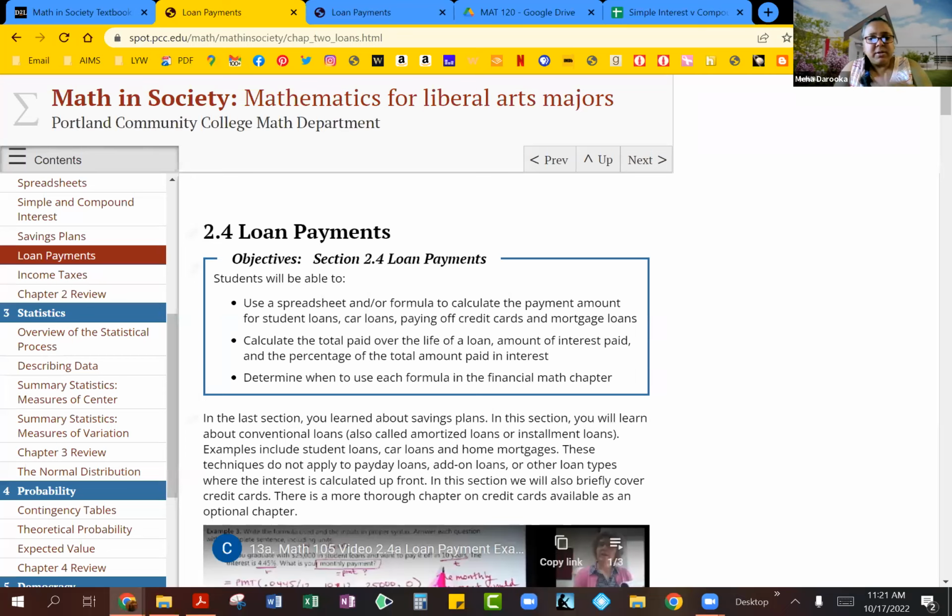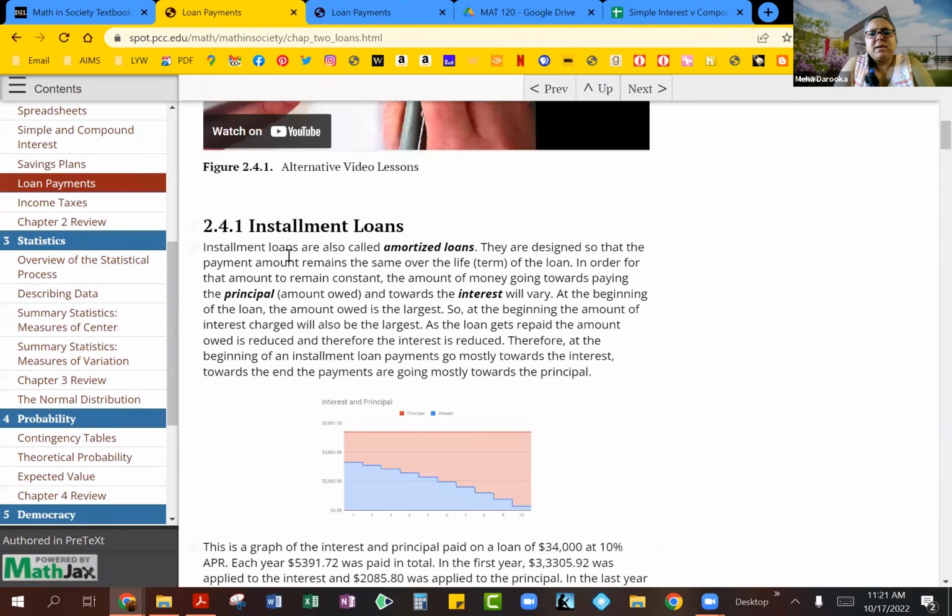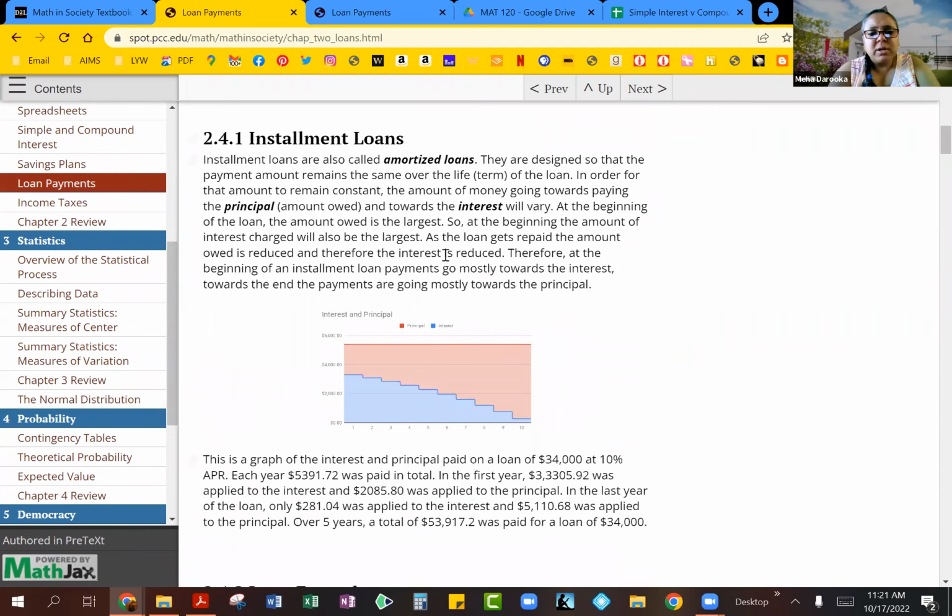All right, guys. So here we are. We had just started talking about how the loan installments or the amortized loans work.